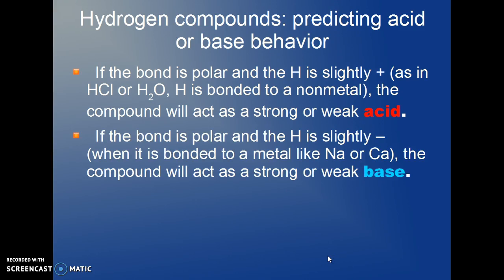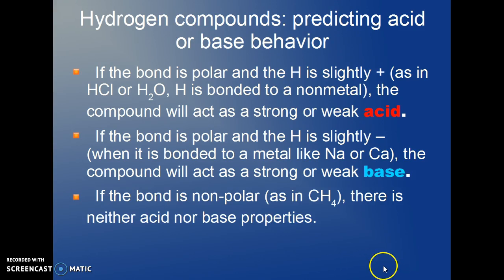If the bond is polar and the hydrogen is slightly negative, this would be a hydride. When it's bonded to a metal like sodium or calcium, the compound acts as a strong or weak base. If the bond is nonpolar, as in methane, ethane, things like that, there is neither acid nor base properties. We've seen that in earlier videos.